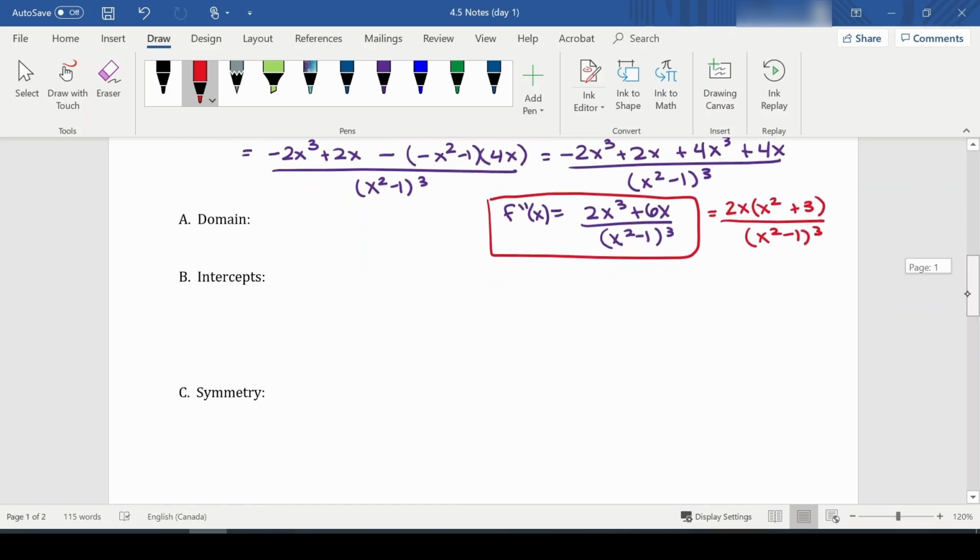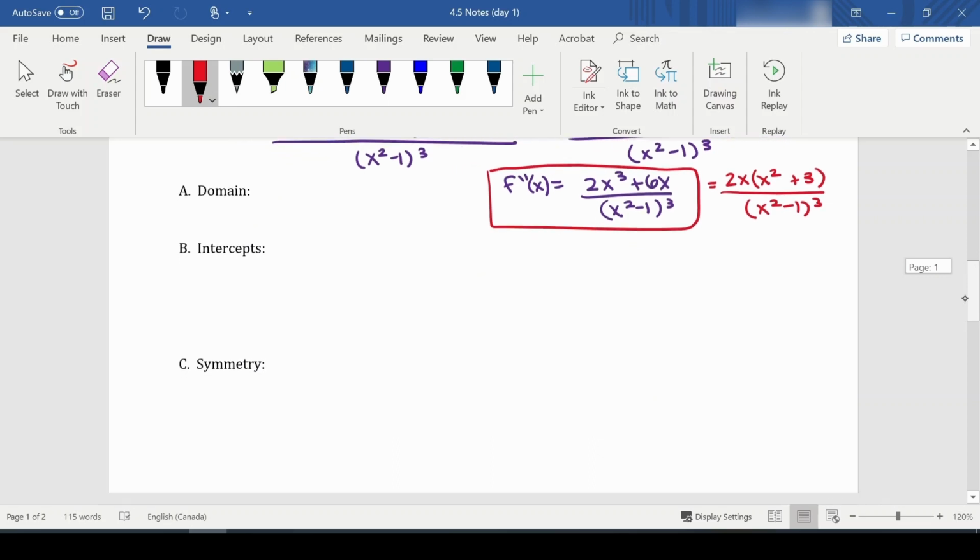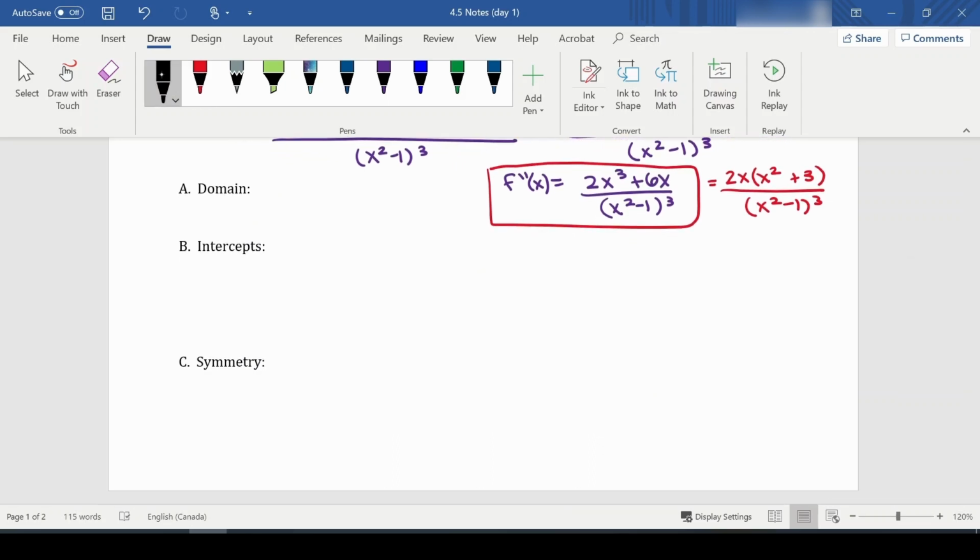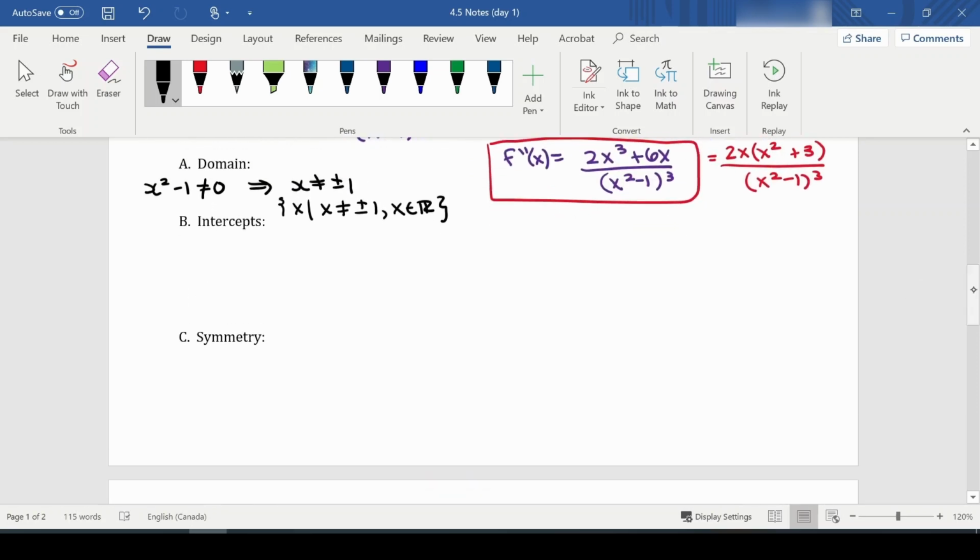So your domain, we can just look at the original function and find any non-permissible values. So hopefully we notice on the bottom, we can't have x squared minus 1 equal to 0, which means x can't equal plus or minus 1. Depending on what notation you've been using, you might also write this as x such that x can't equal plus or minus 1, x is an element of all real numbers, something like that. You might also use interval notation, but x cannot be plus or minus 1.